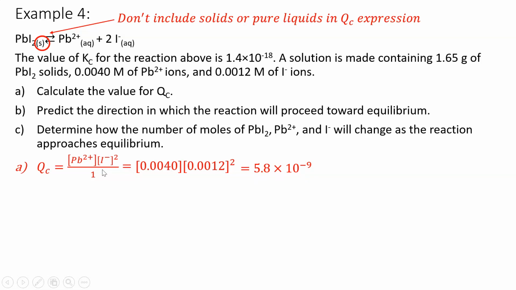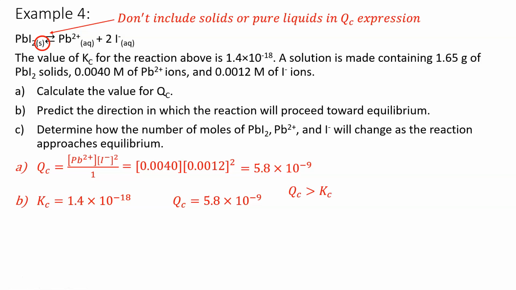Predict the direction in which the reaction will proceed toward equilibrium. We've got to compare QC, which I just found, to KC. Again, they have to be the same Q and K. This needs to be the reaction quotient for concentration if we're comparing it to the equilibrium constant for concentration. So we're comparing those two numbers. Kc is 1.4 times 10 to the negative 18th. Qc is 5.8 times 10 to the negative 9th. You can see pretty quickly that Kc is a much smaller number because that's a large negative exponent. Qc is larger than Kc.